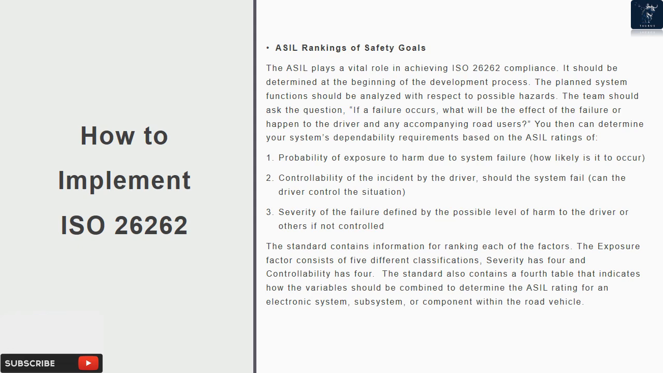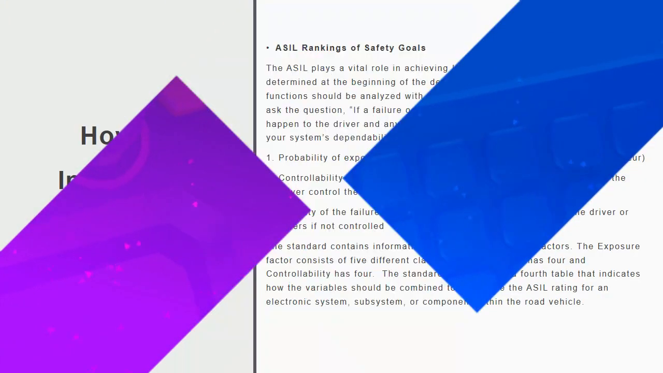Severity of the failure is defined by the possible level of harm to the driver or others if not controlled. The standard contains information for ranking each of the factors. The exposure factor consists of 5 different classifications, severity has 4 and controllability has 4. The standard also contains a 4th table that indicates how the variables should be combined to determine the ASIL rating for an electronic system, subsystem, or component within the road vehicle.